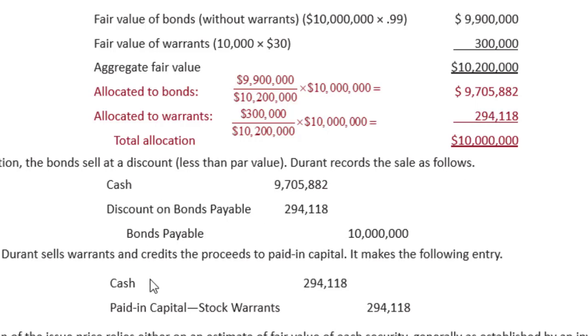So then you just go about putting the information in as normal. You debit your cash because that's what you received, 9,705,882. You credit your bonds payable, and then the remainder goes to the discount. Then for the warrants, you debit your cash, and so the two of these together give you the 10 million, and you credit your stock warrants.